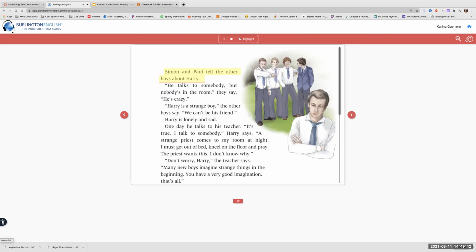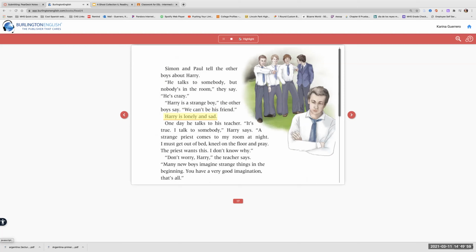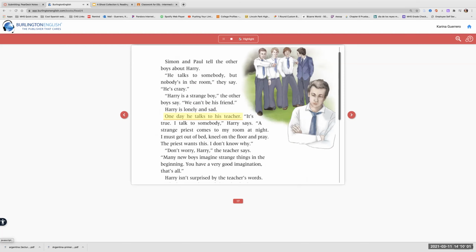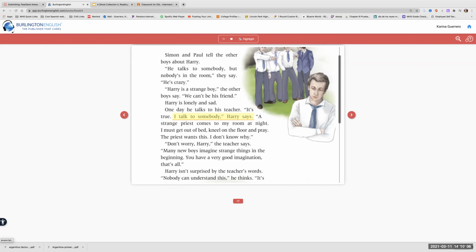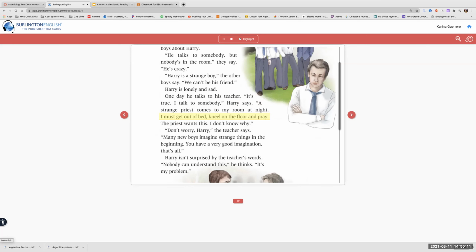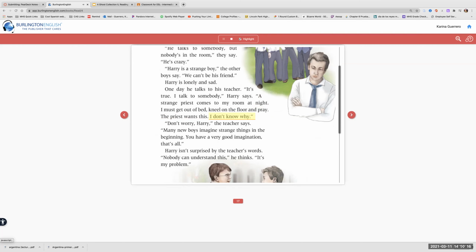Simon and Paul tell the other boys about Harry. He talks to somebody, but nobody's in the room, they say. He's crazy. Harry's a strange boy, the other boys say. We can't be his friend. Harry is lonely and sad. One day he talks to his teacher. It's true. I talked to somebody, Harry says. A strange priest comes to my room at night. I must get out of bed, kneel on the floor, and pray. The priest wants this. I don't know why.